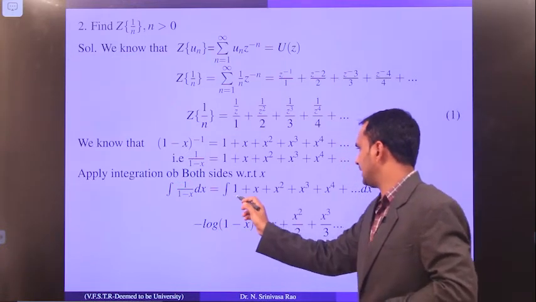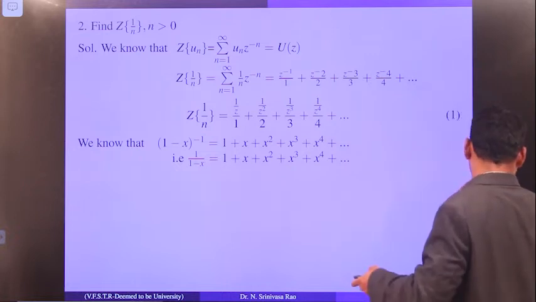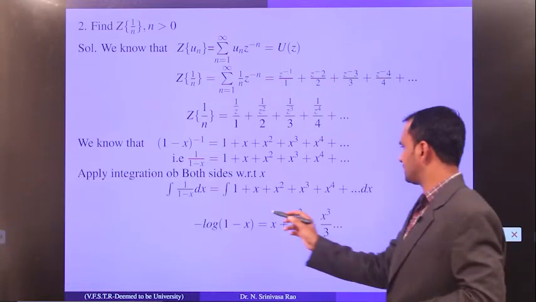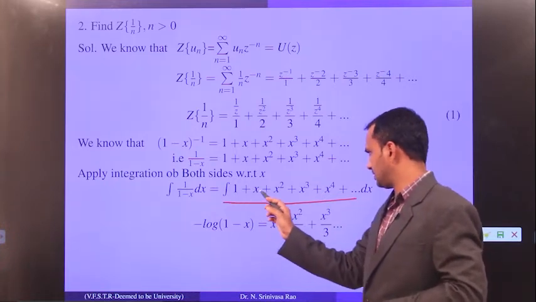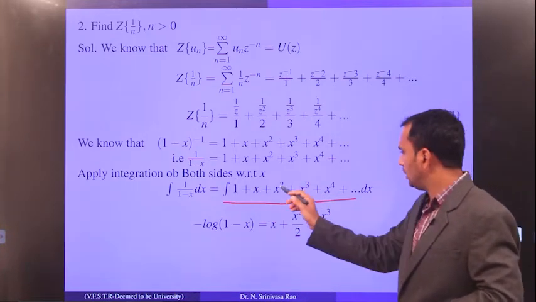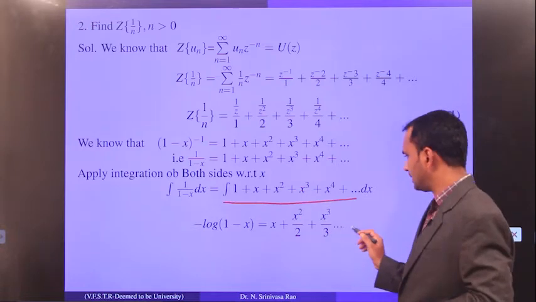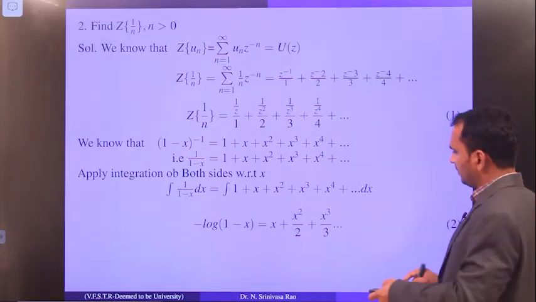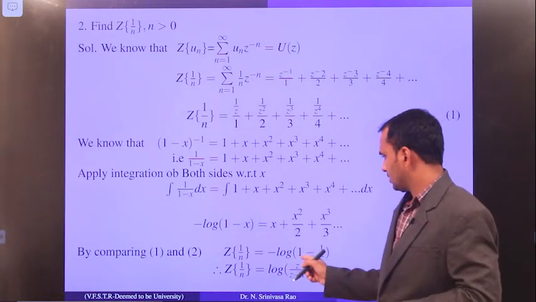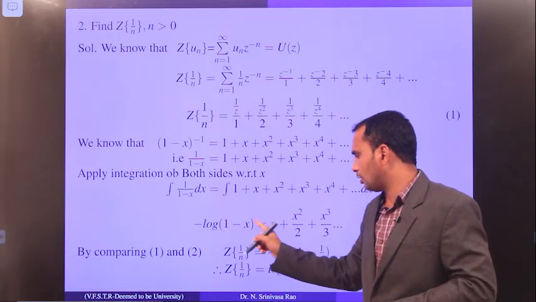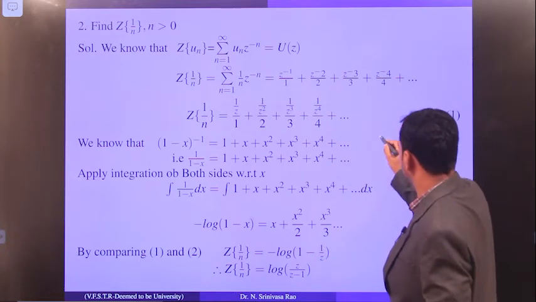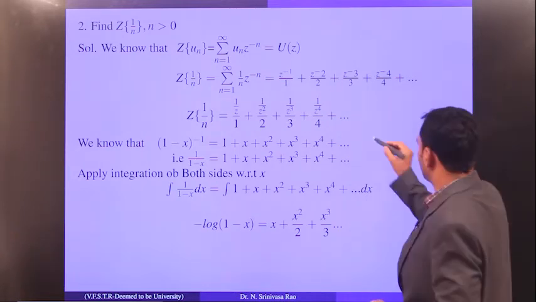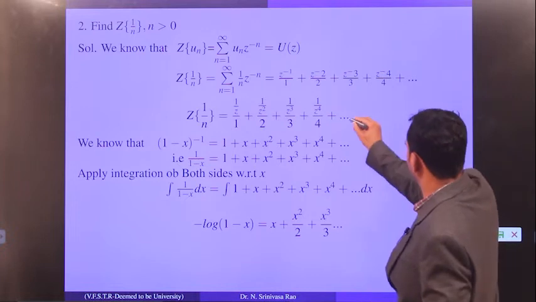Now what is the integration of the whole right hand side? The integration of 1 dx is x, integration of x is x square by 2, integration of x square is x cube by 3, and so on. If you simplify this, what you will get is minus log of 1 minus x. Now if you understand this, we have to prove the result by comparing these two equations.